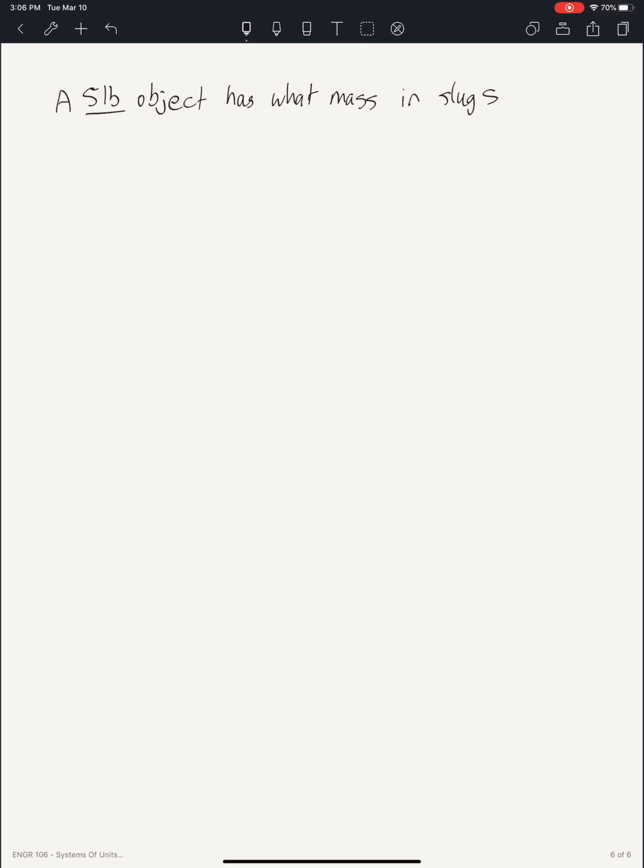So what we do is we use W equals mg, where 5 pounds is the weight. 5 pounds divided by 32.2 feet per second squared gives the mass in slugs, in standard units. Let's see, I don't think I have a calculator in a convenient location, but you could calculate this. 5 divided by 32.2 slugs.